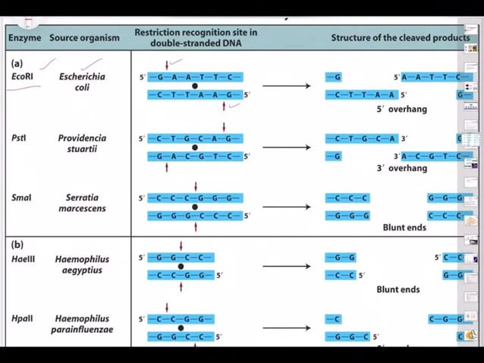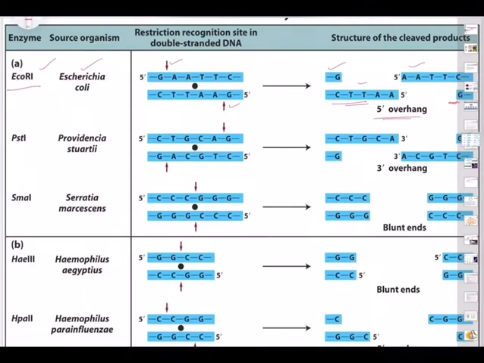So once the restriction endonuclease EcoRI cuts this, what happens? The top portion G gets separated and the rest of the nucleotide sequence is there. Similarly at the bottom, the G gets separated here and the rest of it is present here. So we get a 5' overhang.